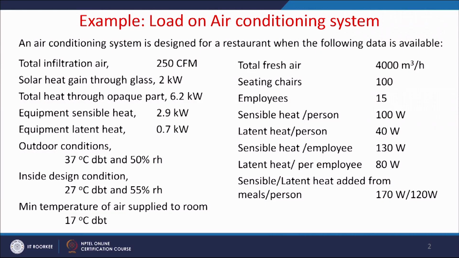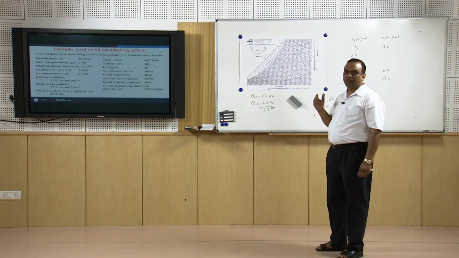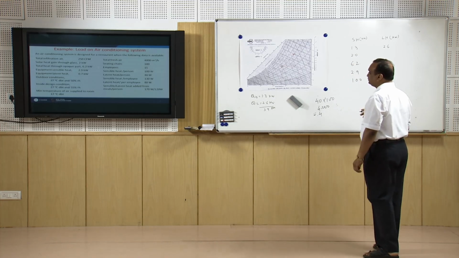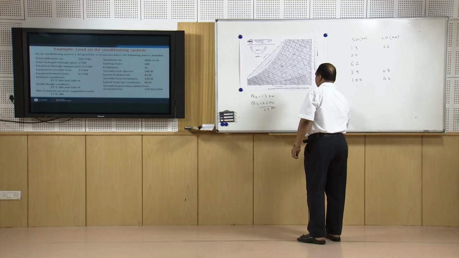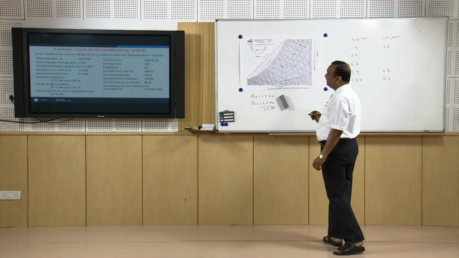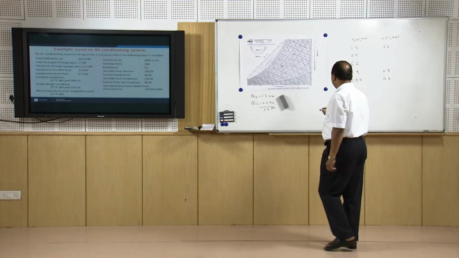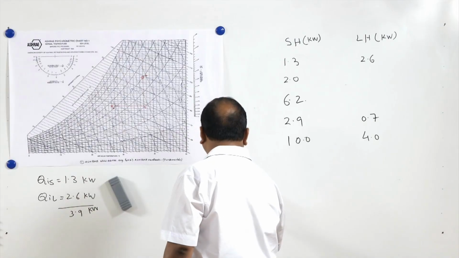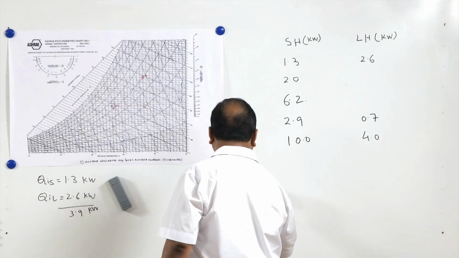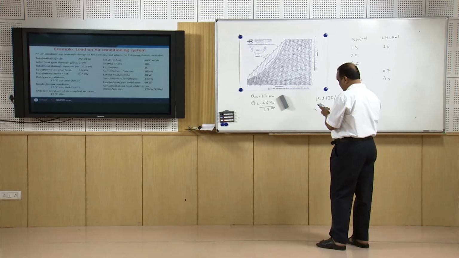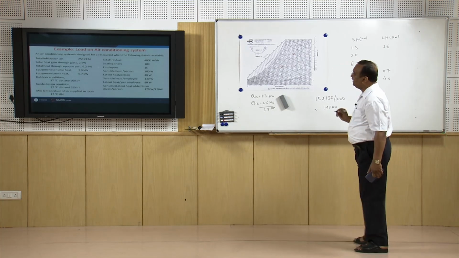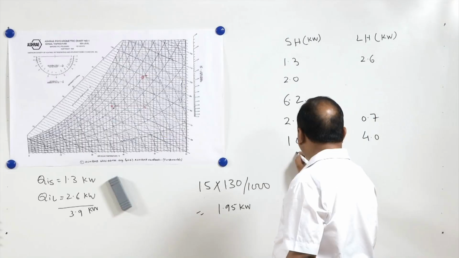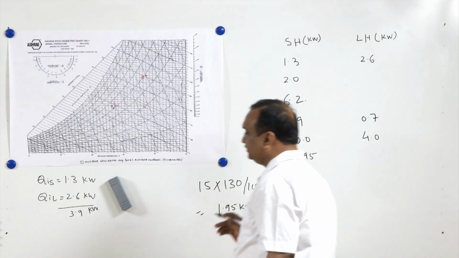Now, sensible heat per employee, because employees are moving here and there. So heat liberated by the employees is more than the persons who are occupying the seats in the restaurant. Each employee is contributing 130 watts, and there are 15 employees. So 15 into 130 divided by 1000 is going to be equal to 1.95 kilowatt. So sensible heat added by the employees of the restaurant is 1.95 kilowatts.